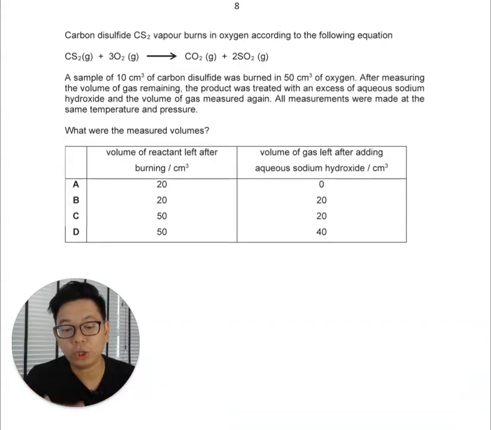So here you're given a mole calculation, excess limiting, and a bit of an acidic-basic oxides kind of question. Here you're told that you have a sample of 10 cm³ of carbon disulfide. It's burned in 50 cm³ of oxygen.